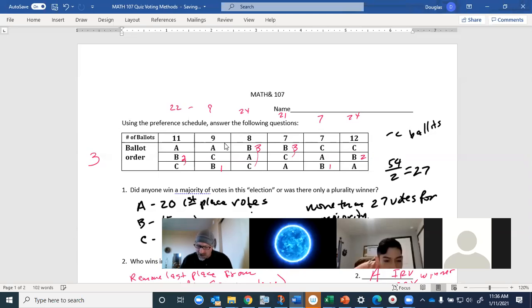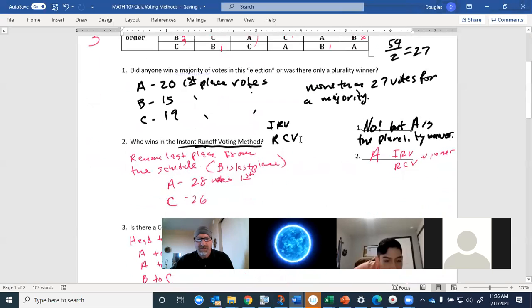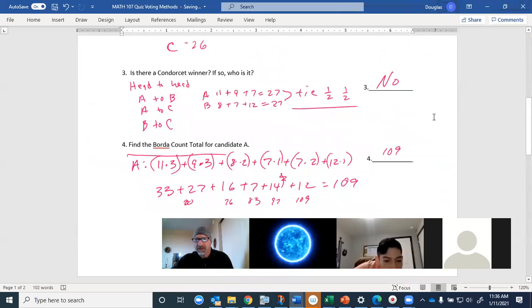So if we add those up, I can add those fairly quickly. The total Borda count for that would be 31 and 24 is 55, 76, 83, and 107. So it's 107 for B on the Borda count. I'll scroll down here. And okay, so this was A. B is 107. And now let's do C.